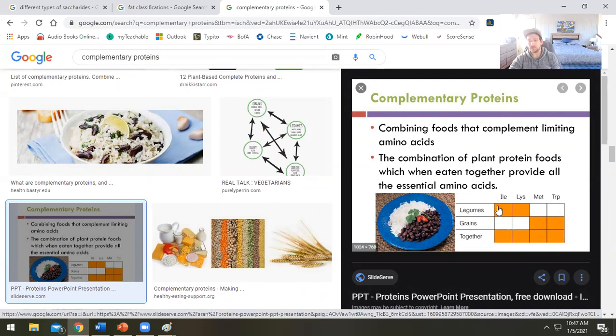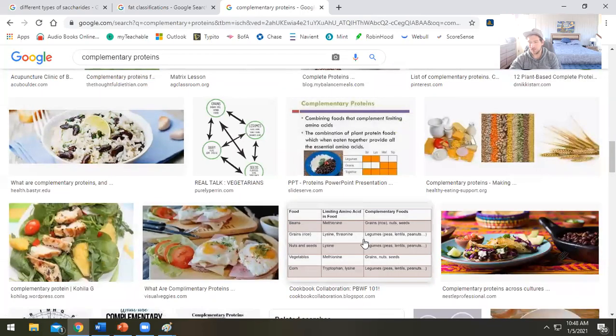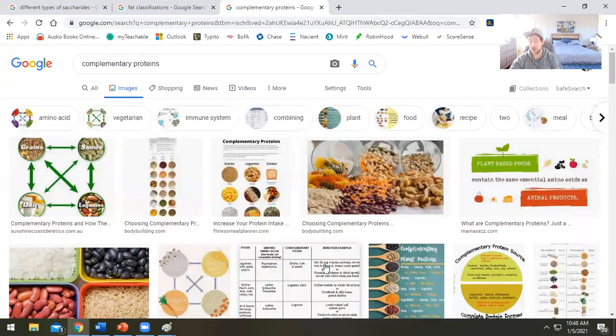So legumes, right? Beans. They're missing tryptophan and methionine, right? So they're missing these two amino acids. Grains like rice, they have those, but they're missing these two right here, right? So if you eat beans plus rice, they combine together and they fill in the gaps, and now you've got a complete protein. So you do not need to be a meat eater. You can be vegan, you can be vegetarian, and still get plenty of protein and get a full amino acid profile. There's no reason you can't be on a plant-based diet.